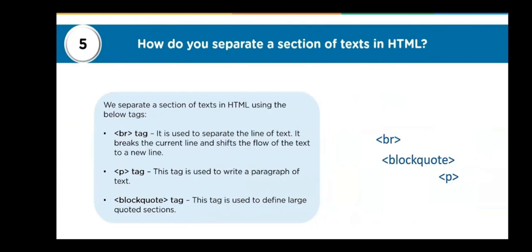How do you separate a section of text in HTML? We separate a section of text in HTML using the below tags, which are the break tag, paragraph tag and block quote. The break tag is used to separate a line of text. It breaks the current line and shifts the flow of the text to a new line. Followed by that, we have the paragraph tag. The paragraph tag is used to write a paragraph of text. And third one, the block quote. The block quote tag is used to define large quoted sections.